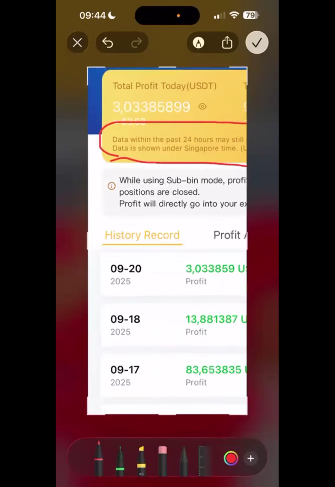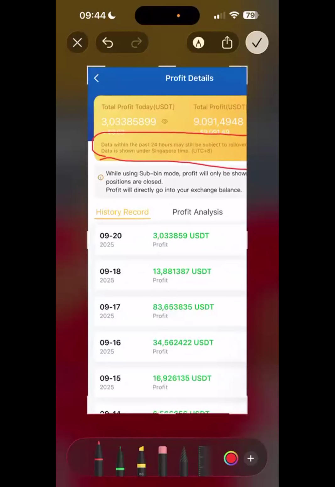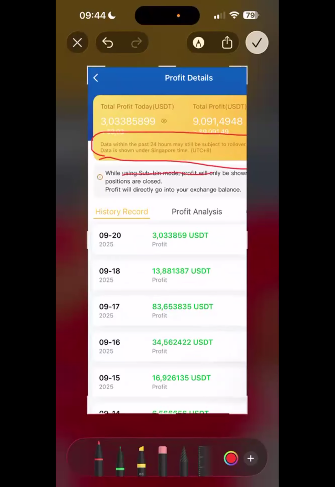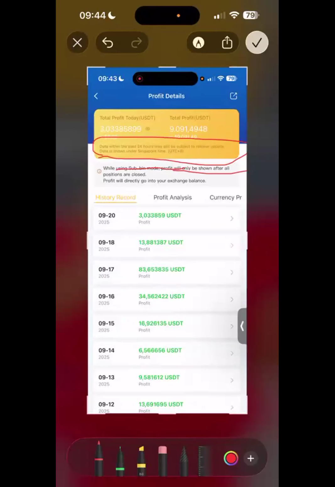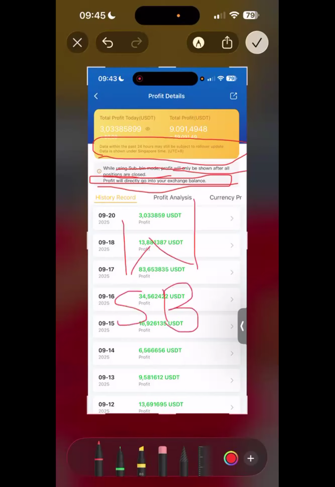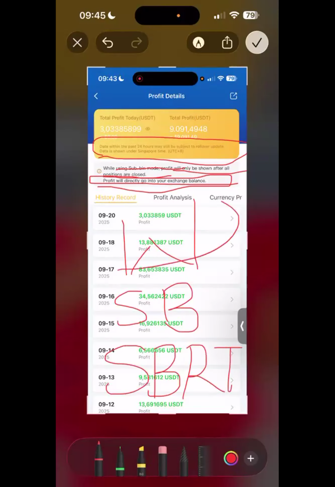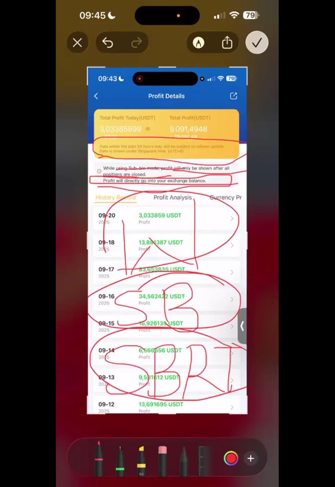Now, there is also an information here that is trying to say, while using sub-bin mode, profit will only be shown after all positions are closed. Profit will go directly into your exchange balance. That is what I just mentioned. Okay. Now, in RoyalQ, there are 3 different types of strategy modes. The first one is the whole warehouse mode. Then we have the sub-bin mode. Then we have the sub-bin real-time settlement. Okay, so all of them, they have their respective works.